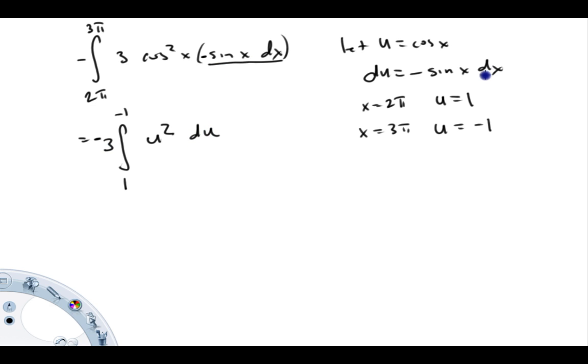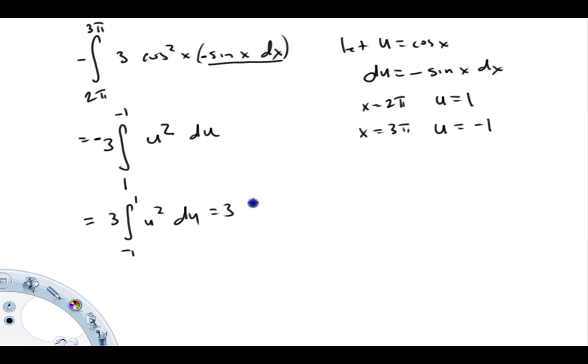Also, what you can do is just solve this for dx and sub in there, and the minus sign will take care of itself. All right. Now, this minus sign we can just absorb into the limits. This would be the integral from minus 1 to 1 of u squared du. Again, when you absorb this into the limits, you just rearrange them.